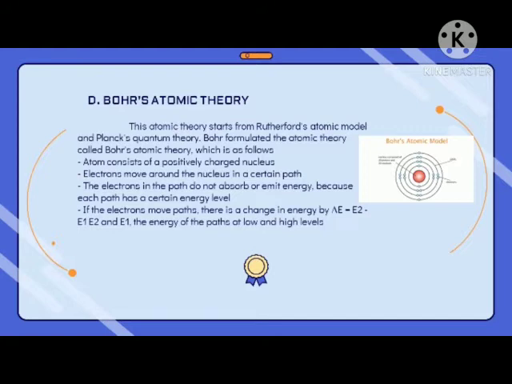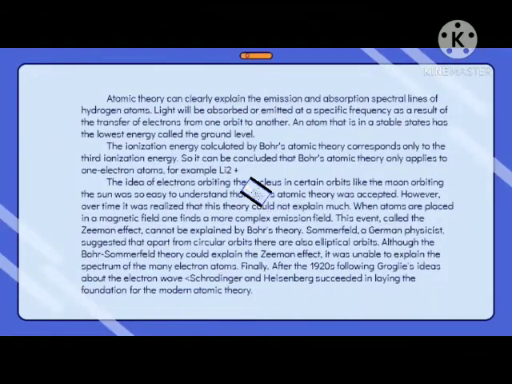3. The electrons in the path do not absorb or emit energy because each path has a certain energy level. 4. If the electrons move between paths, there is a change in energy, delta E equals E2 minus E1, where E2 and E1 are the energies of the paths at the high and low levels. This atomic theory can clearly explain the emission and absorption spectral lines of the hydrogen atom. Light will be absorbed or emitted at a specific frequency as a result of the transfer of an electron from one orbit to another. An atom in a stable state has the lowest energy, called the ground level.